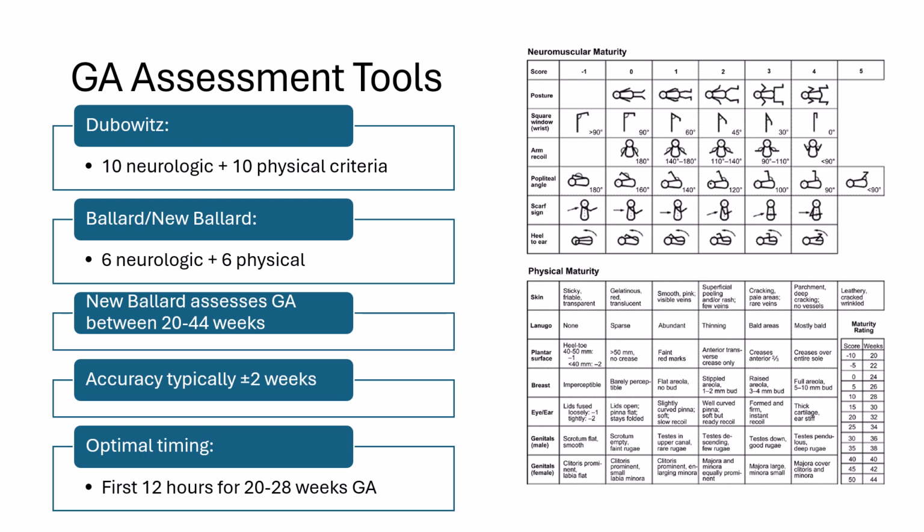For infants with estimated GA of 20 to 28 weeks, the optimal timing is within the first 12 hours of life. After that, physical changes and neurological responses start to adapt to extrauterine life, reducing accuracy. The test usually has a question or two presenting an infant or an element of their assessment on the tool, like the scarf sign or square window, and ask you what the gestational age may be.